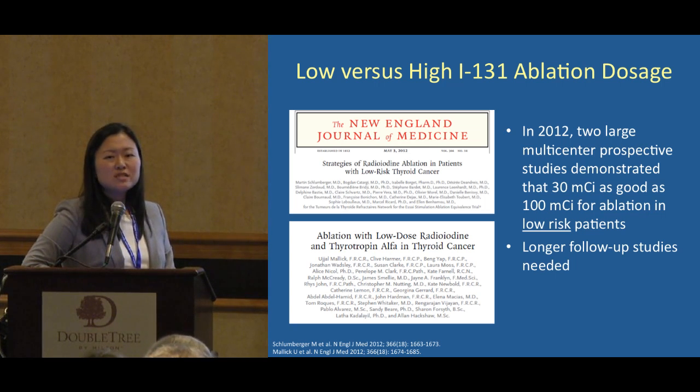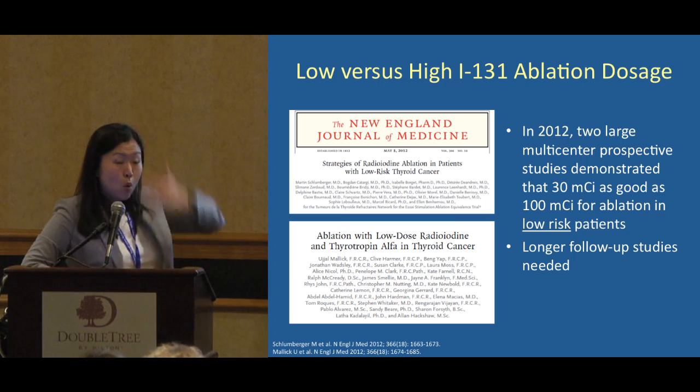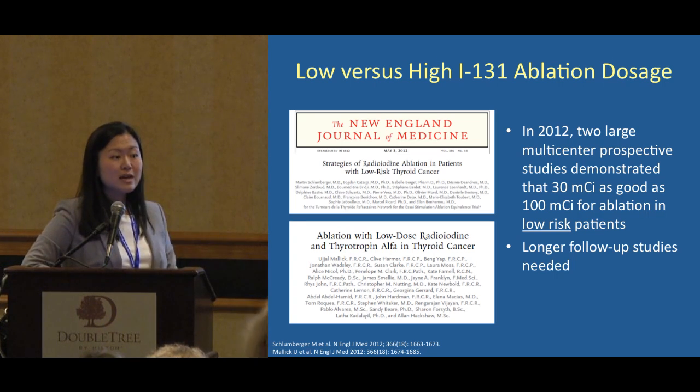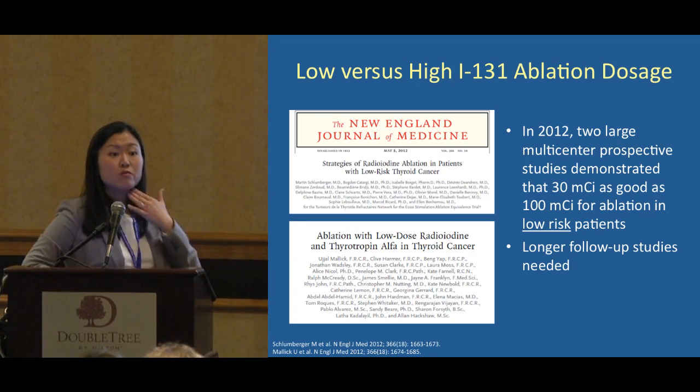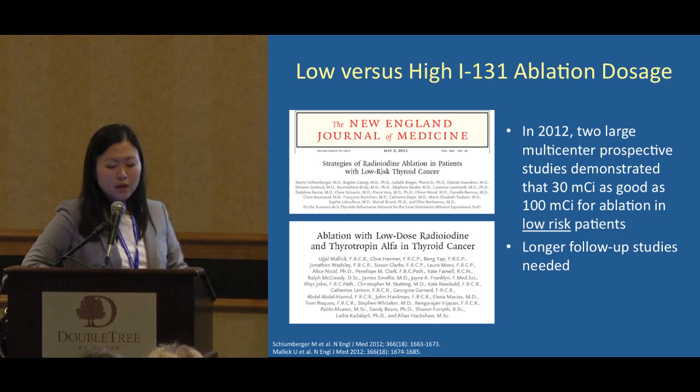So when we say, what is the definition of a successful ablation? The way they determined it with both of these studies is the patients came back about 6 to 10 months after they got their radioactive iodine, and they measured the patient's thyroglobulin levels if it was possible. But if it was not possible to measure the thyroglobulin levels, they did a whole body scan, and that's what they looked at to determine whether the remnant thyroid tissue was successfully ablated or destroyed.